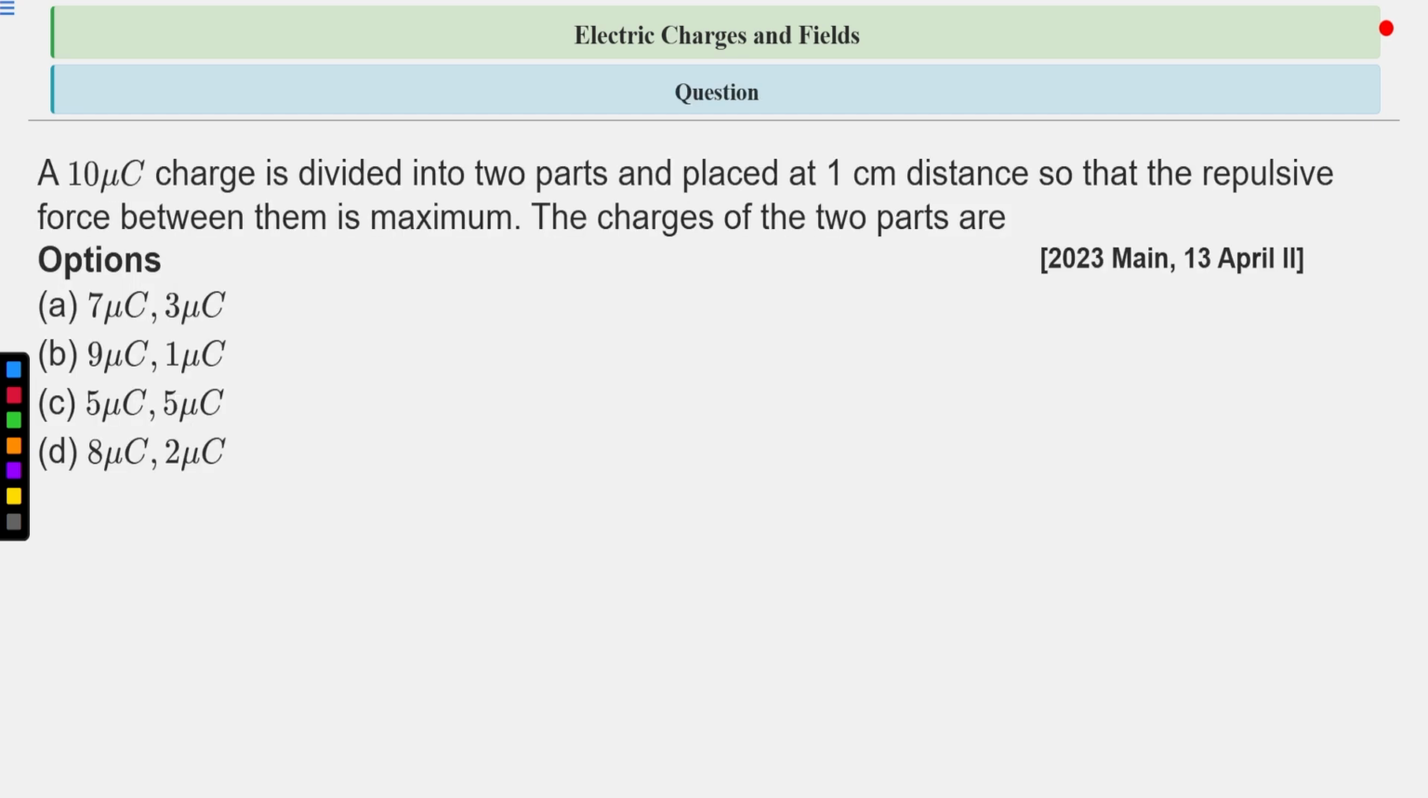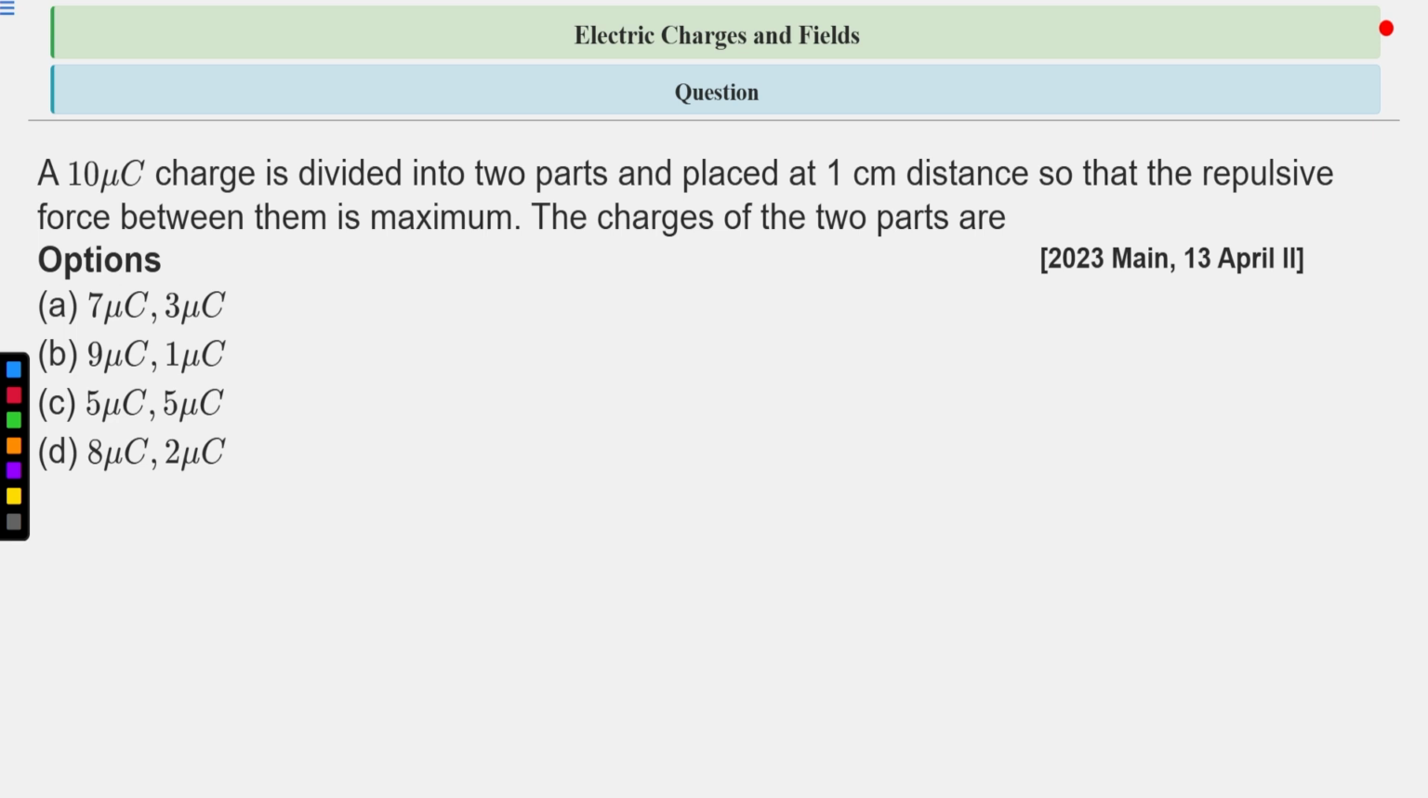A 10 microcoulomb charge is divided into two parts and placed at 1 centimeter distance so that the repulsive force between them is maximum. The charges of the two parts are. So we have divided the 10 microcoulomb charge into two parts, means 5 microcoulomb charge and the other one also 5 microcoulomb charge, and we have placed them at a distance of 1 centimeter so that the repulsive force between them is maximum.